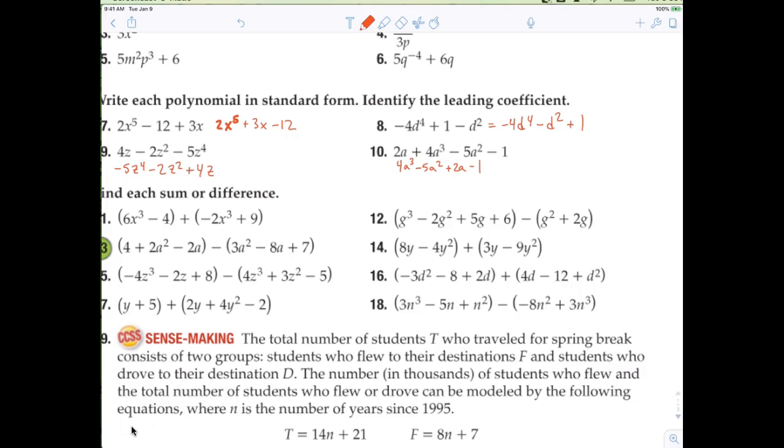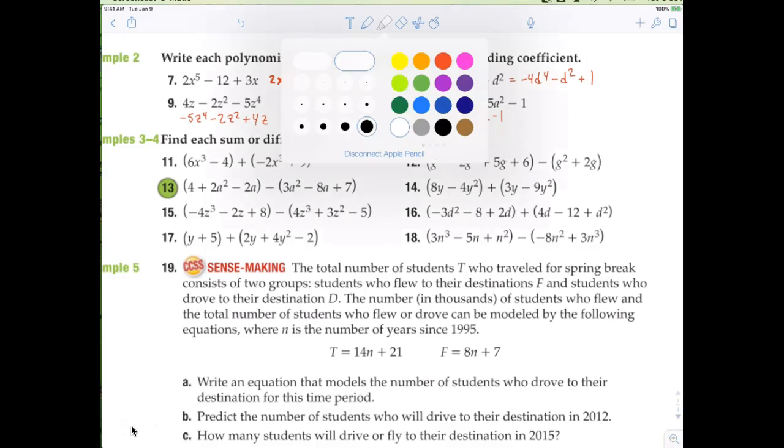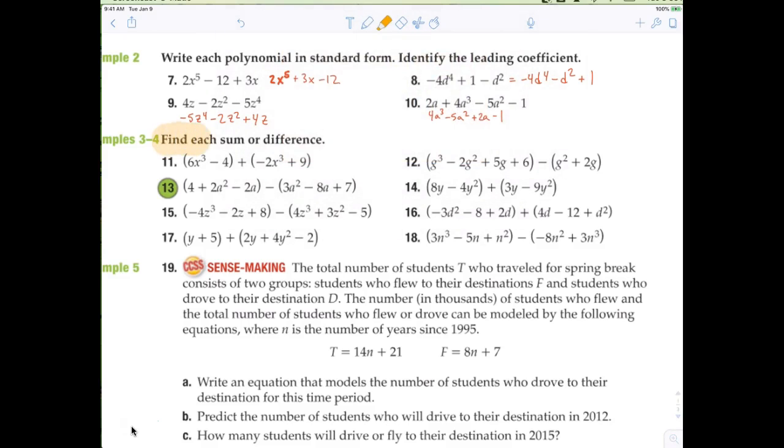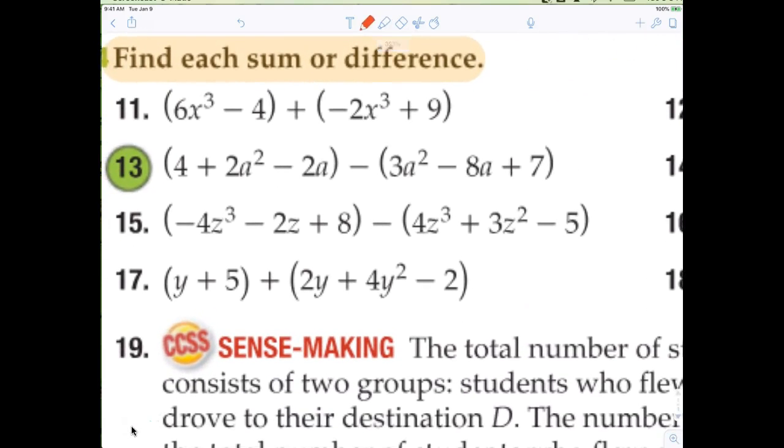All right, very important. Next thing we're going to do is find the sum or the difference, which just basically means we're going to add or subtract. Now, whenever there's addition, here's the way I want you to think about it. Look up.